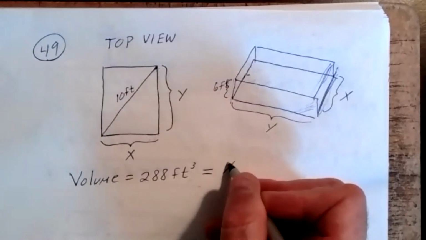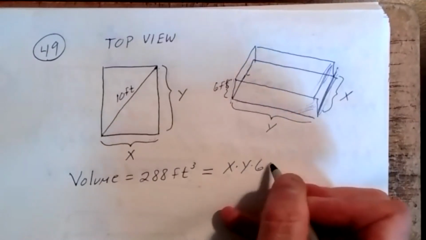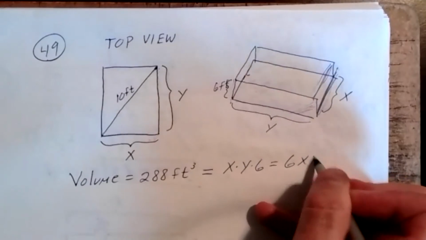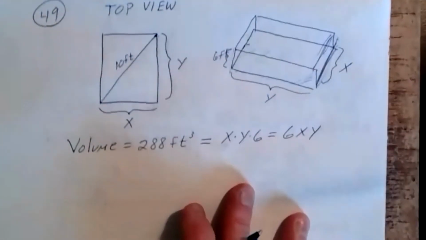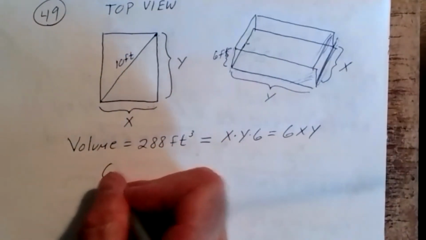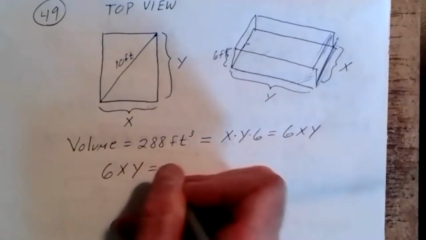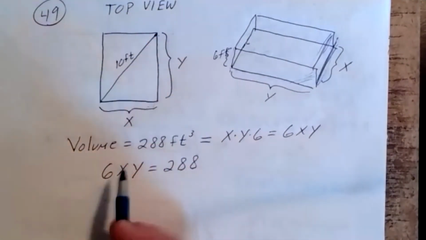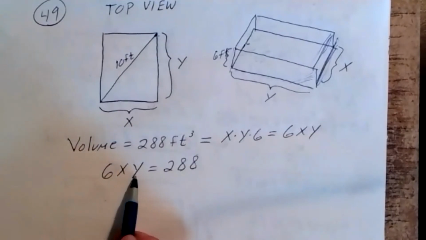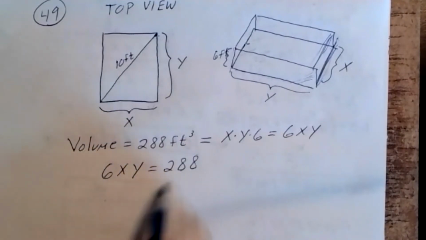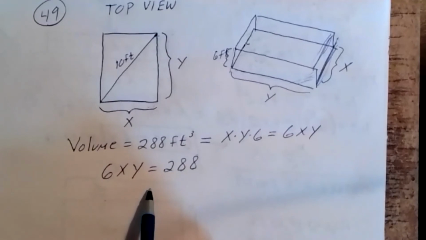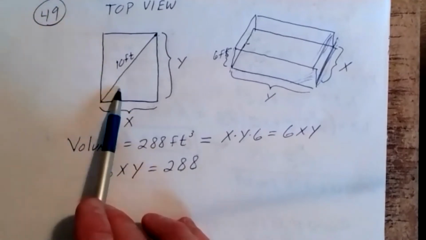So x times y times 6, I'm going to call that 6xy. Hence, we have one equation in our system we just developed. 6xy is equal to 288. Height times length times width, or height times width times length, gives you the volume of that truck. Now, we need another equation, and the other equation is going to come from this diagram.